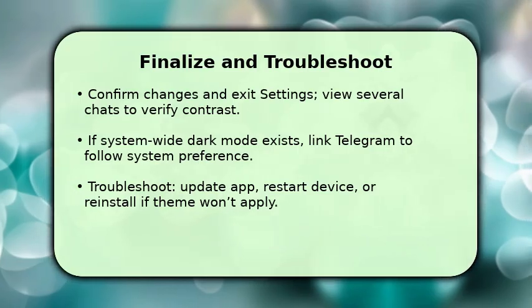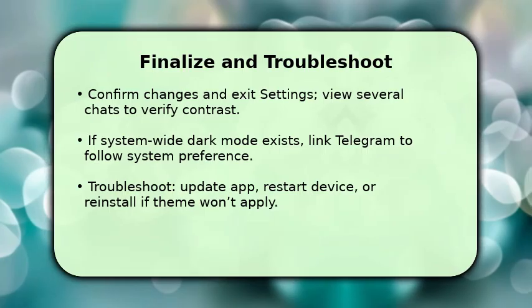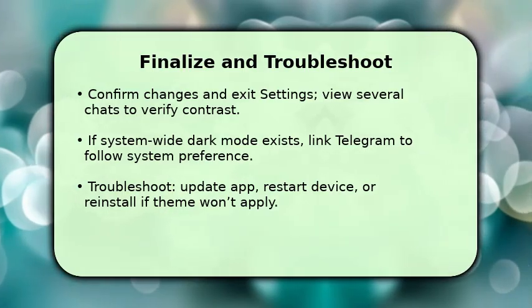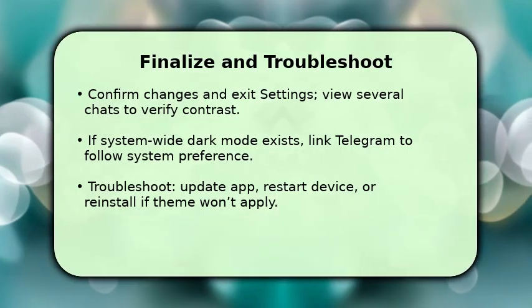If the theme does not apply, update the app first, then restart Telegram or your device, and as a last resort reinstall. This usually resolves persistent theme or rendering issues quickly.